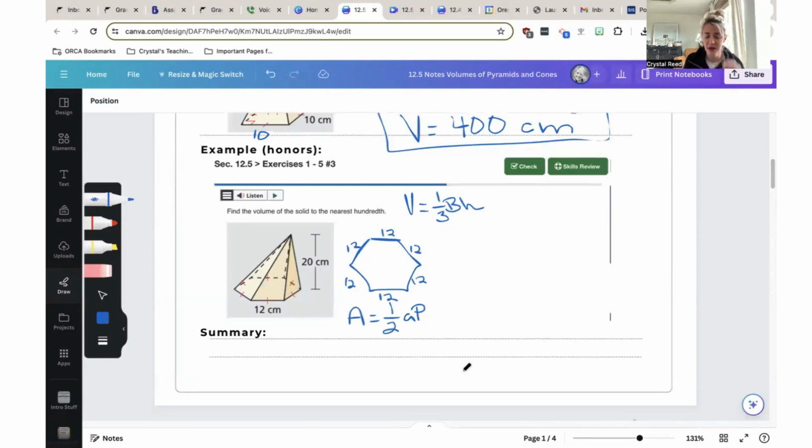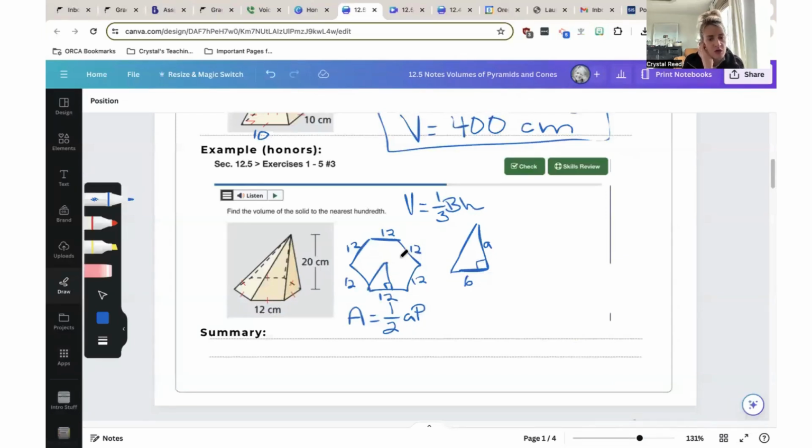But we don't know our apothem, so remember how we have to find that apothem? We need to drop down a right angle here and make a triangle. And then we need to find this angle right here. So I'm going to take this triangle. That's what we're going to work with. That's our apothem. We don't know it. We actually know this side would be 6 because it's half of that 12.